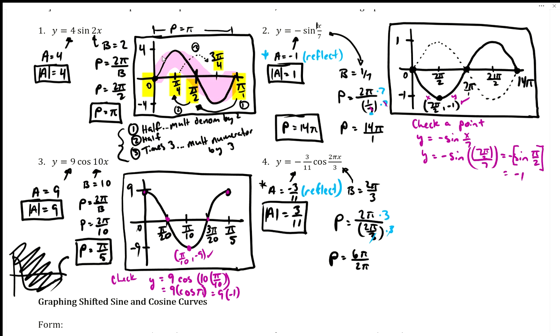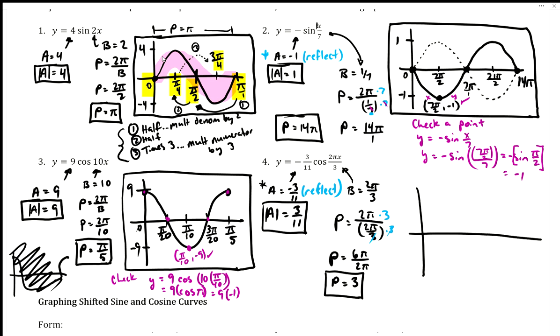And so then we see, oh, 6 divided by 2 is 3. And then the pi's cancel. So our period is just 3. Okay, so it doesn't have to have pi in it every time. It could be whole numbers. It could be fractions. All right, so let's see the rest of this. Let's get the full sketch.